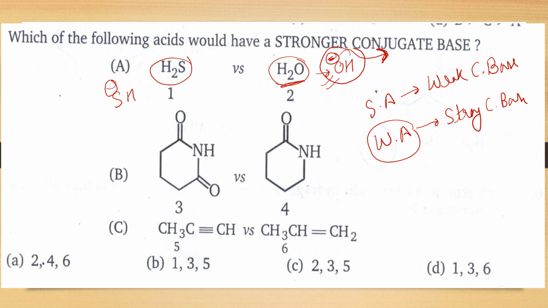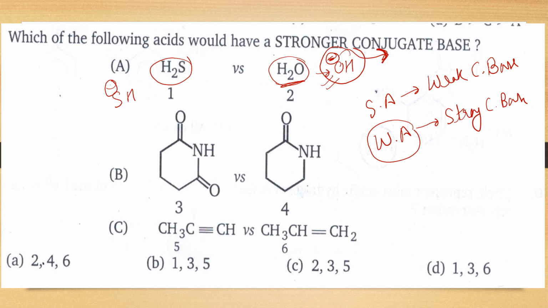When we are observing within a group, we always remember that atomic size is the governing factor. If atomic size is smaller, then it cannot handle the charge on it, so it wants to diminish its charge. The OH negative charge is present on the oxygen atom, which is smaller, so it cannot handle its negative charge and wants to diminish it very easily.